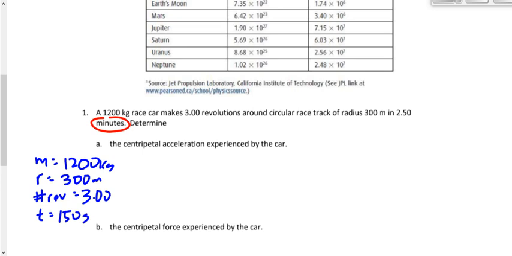I want to find the centripetal acceleration. I'm going to say A is equal to V squared over R. Of course, it's A is equal to V squared over R. Everybody did that. I think every single person in both classes wrote down A is equal to V squared over R. But, of course, I'm missing V. How am I going to find V here?